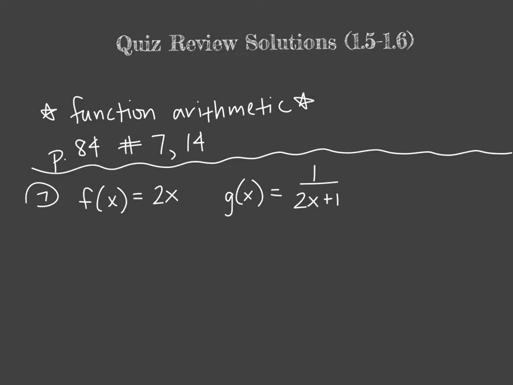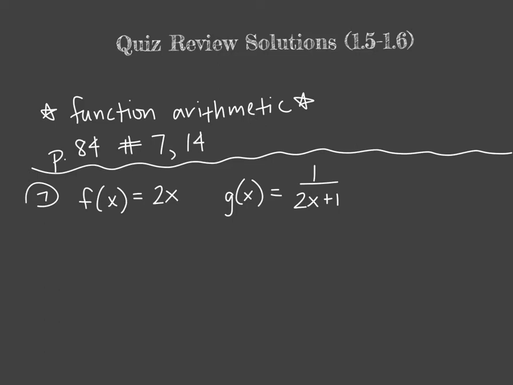So I'm just going over a couple of the problems, the more difficult ones, and going through them step by step for you. So on page 84, I've chosen to do numbers 7 and 14. So we'll start with number 7. We're given f of x and g of x here, and we have to do 6 different things with it. So I'm going to do a couple of those things.